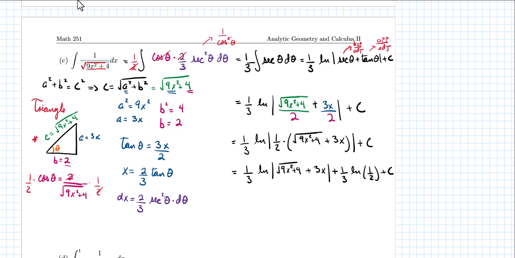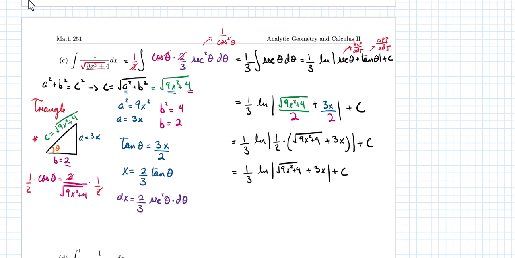Now the thing here is that the 1/3 times the ln of 1/2 is itself another constant. So we can actually just join our two constants here. Our final answer could also be rewritten as 1/3 times the ln of the absolute value of the square root of 9x squared plus 4 plus 3x plus some constant c. And there we go.